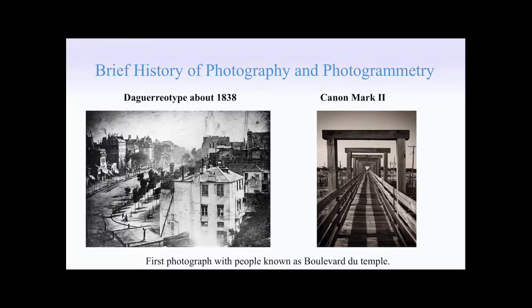Here we can see the daguerreotype, the first photograph with people known as Boulevard du Temple, in contrast with an image taken with a modern Canon Mark II. It is remarkable what is impressed in those images.